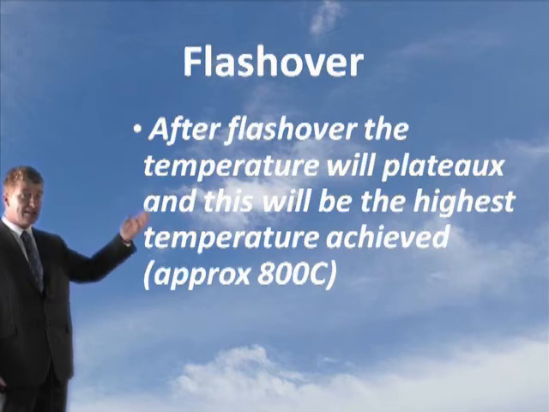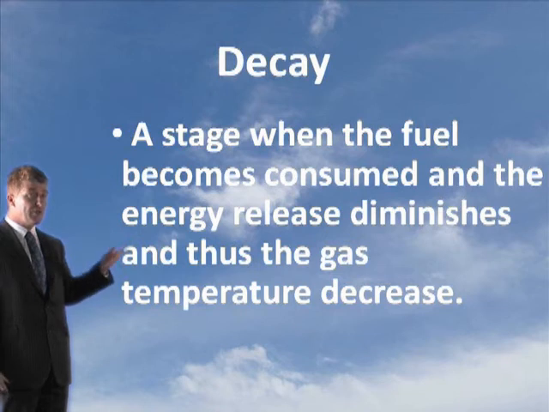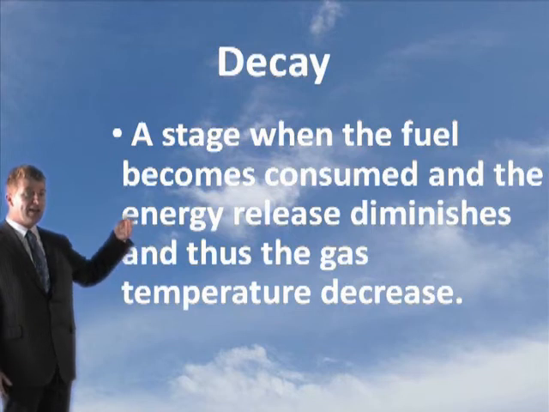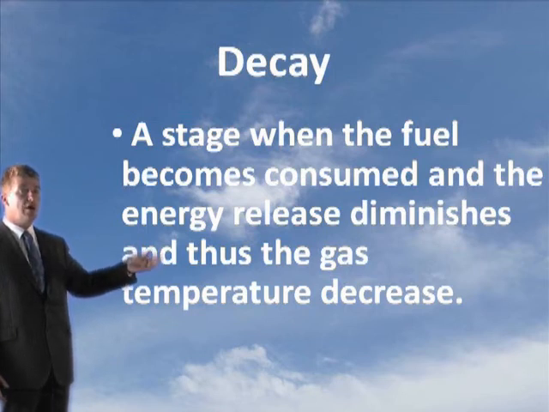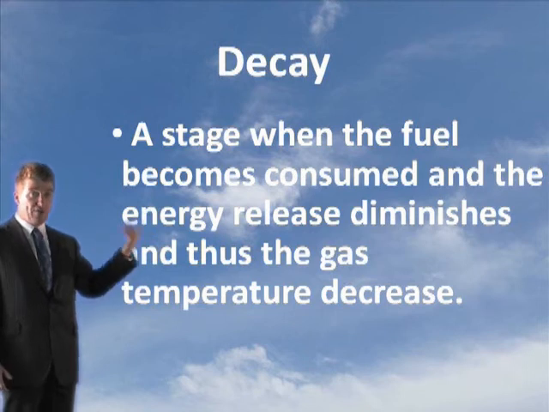Then, as the fire starts to decay, after this phase, a stage comes when the fuel becomes consumed and the energy release diminishes, and thus the gas temperature will decrease. In other words, the fire will start to go out. Now, if the fire starts to run out of oxygen, the temperature starts to go down. But what happens if somebody opens a window or a door? What can happen is a backdraft, and it goes back up to a fully developed fire with another flashover.